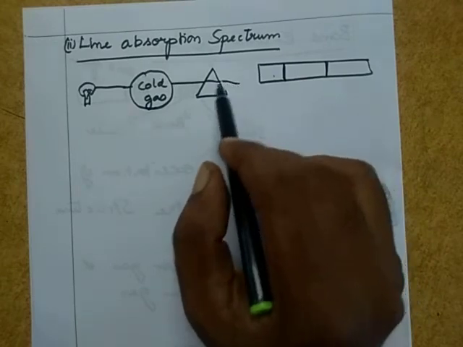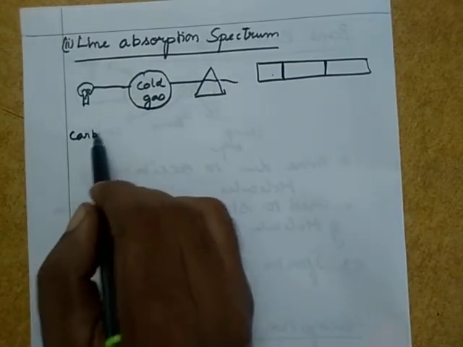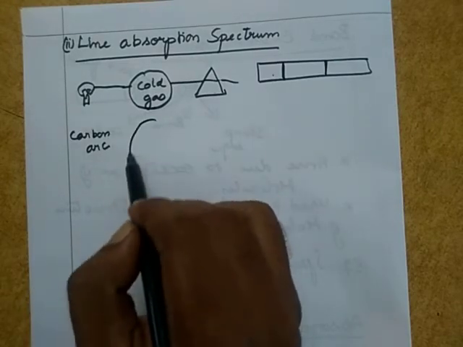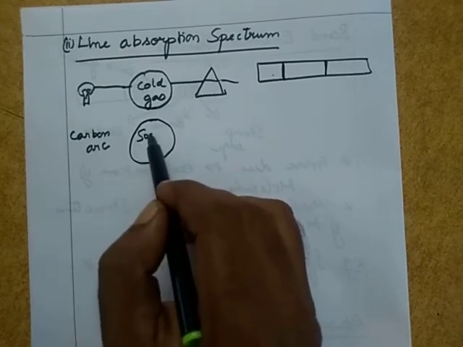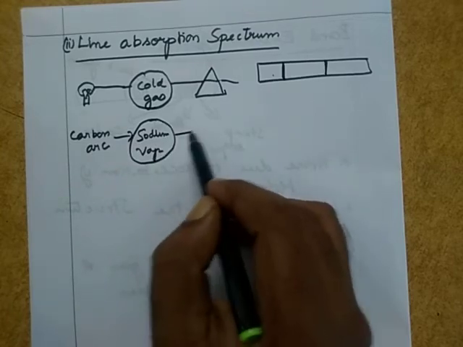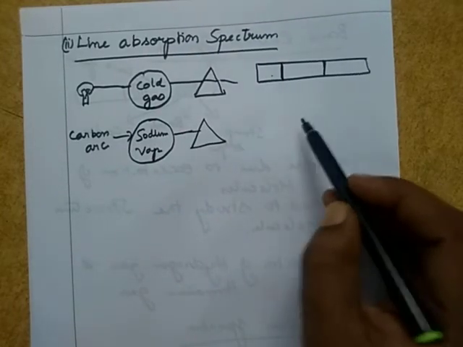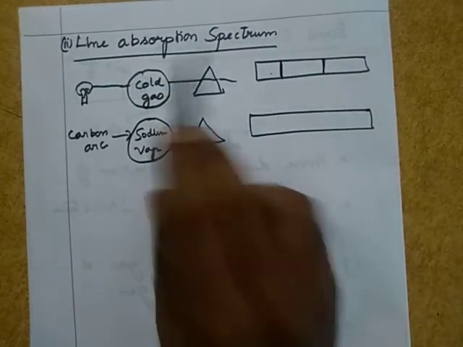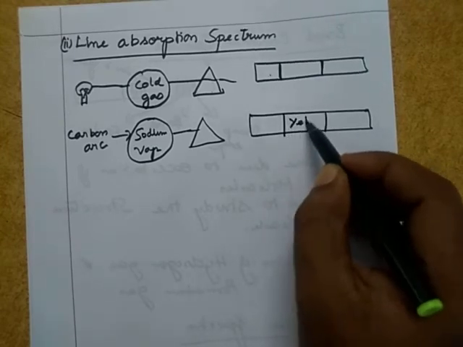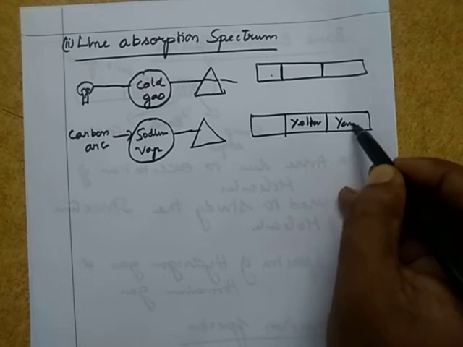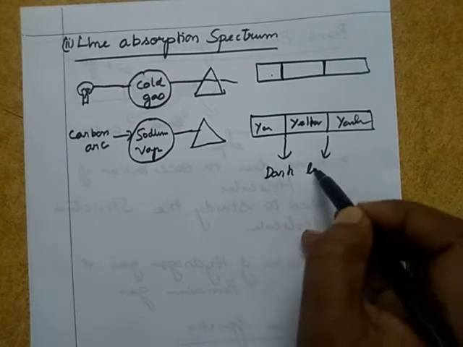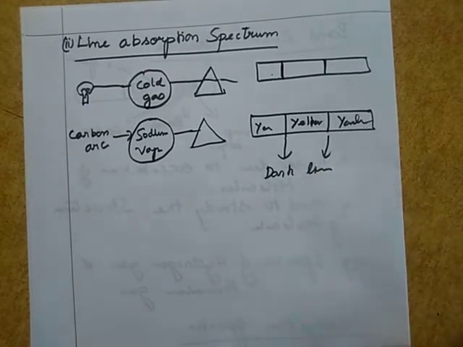For example, if the light from a carbon arc is made to pass through sodium vapor, then after dispersion we get a spectrum called line absorption spectra. In this spectrum we get two dark lines in the yellow background. This is known as line absorption spectra.